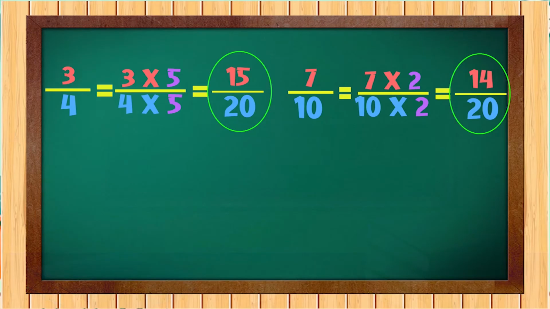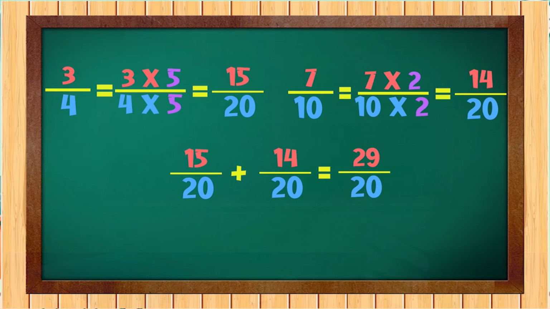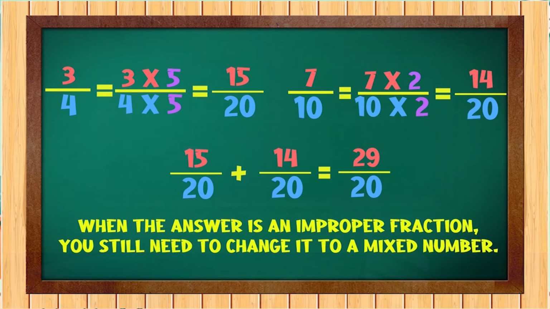At this point, we have two fractions that have the same denominator. So all we need to do is add the numerators, because the denominator will remain the same in our answer. In this case, our denominator is 20. So we're going to add 15 plus 14, and that would give us 29. So the answer for our problem is 29/20.